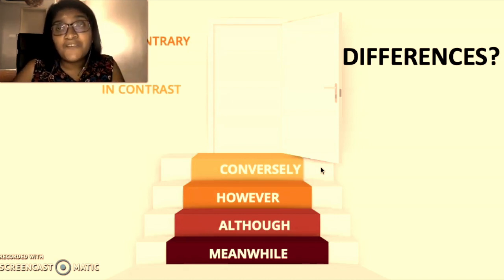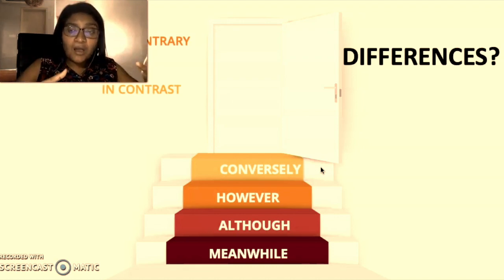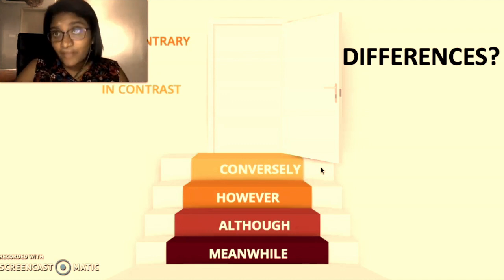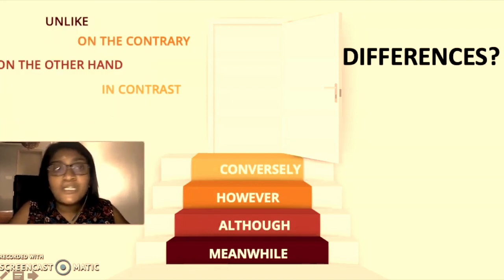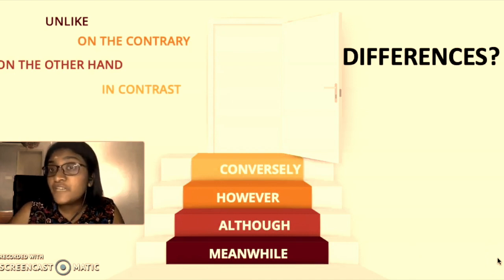Because for an argumentative essay, you need to provide your own opinion. But for compare and contrast, your role is just to compare, and then you just talk about the differences and similarities of these two subjects, and you leave it to the reader to decide on that. Okay, so let's see, if you want to talk about differences, you can use connectors like meanwhile, although, however, conversely, unlike, on the contrary, on the other hand, or in contrast.